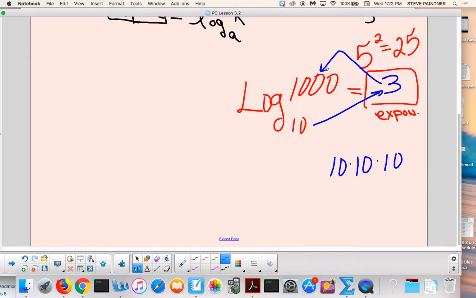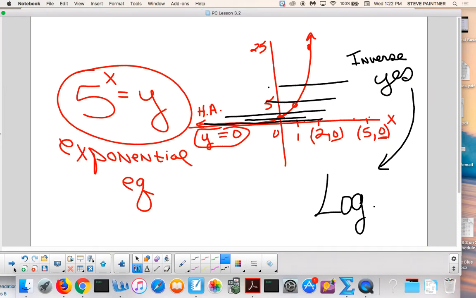Okay. And what it turns out to be, guys, is logarithms and exponential functions turn out to be inverses of each other. They undo each other. And you'll see as we go that they undo each other. Okay? All right, go here.